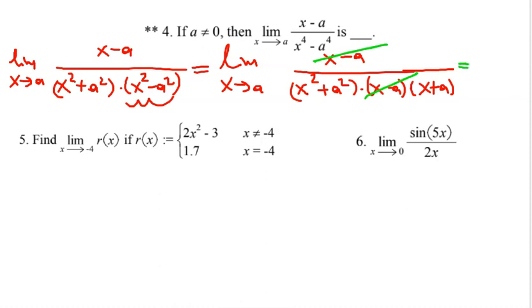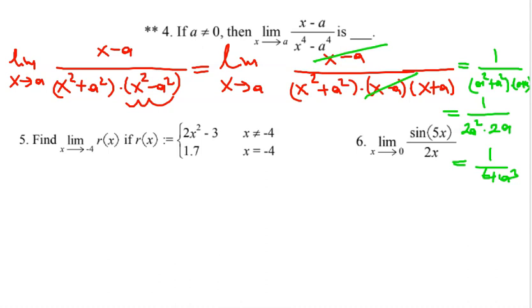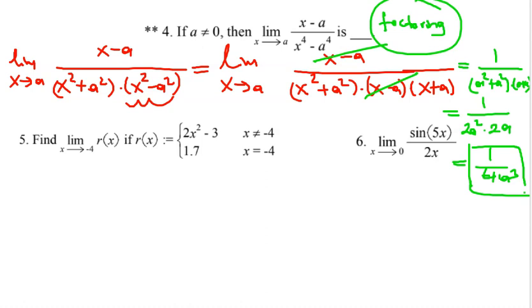So let's do that. We get 1 over a squared plus a squared times a plus a. So we get 1 over 2a squared times 2a. When you multiply, we get 1 over 4 times a cubed. So 1 over 4 times a cubed, that's the limit value. Again, notice that for this problem we used the factoring method. All right, let's move on to question 5.